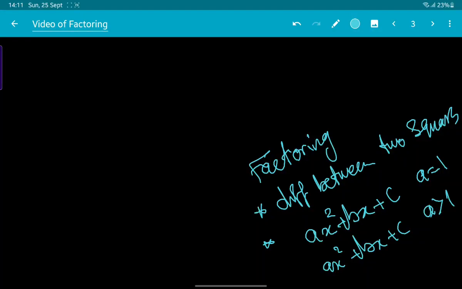Hello everyone, in this video I will teach you factorizing. As we studied in the class, we have many types of questions. We will start first with difference between two squares. Then we will take the standard form of the quadratic, ax squared plus bx plus c, and we have two cases. Okay, let's see some examples.